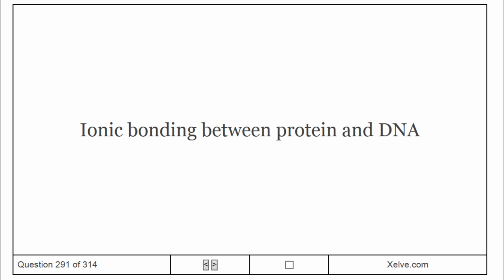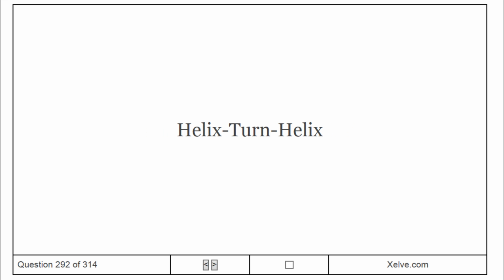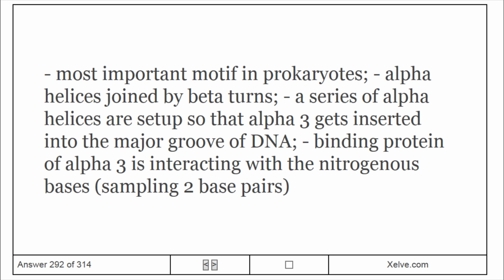Ionic bonding between protein and DNA. DNA interacting with the histone. Helix-turn-helix. Most important motif in prokaryotes, alpha helices joined by beta turns. A series of alpha helices are set up so that alpha 3 gets inserted into the major groove of DNA, binding protein of alpha 3 is interacting with the nitrogenous bases.